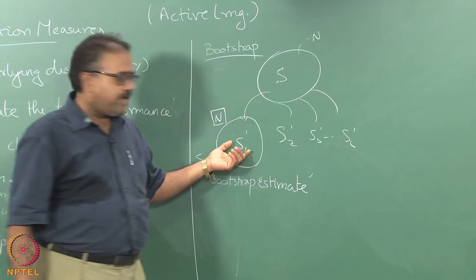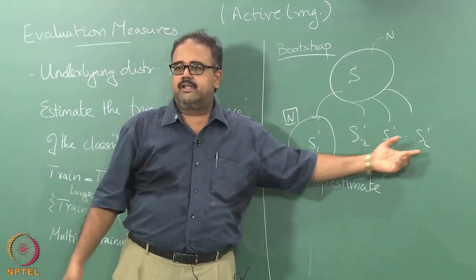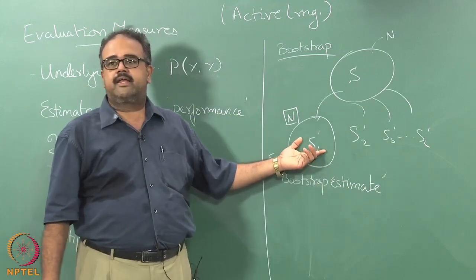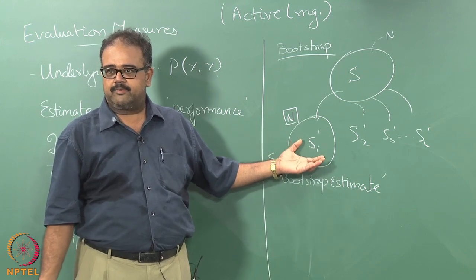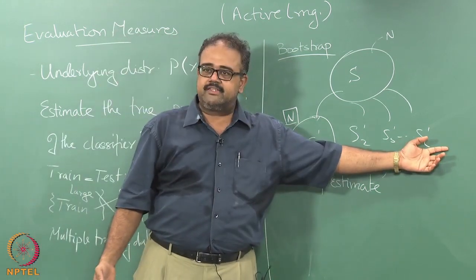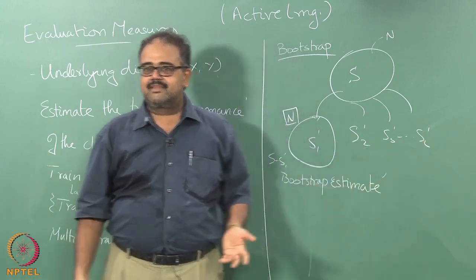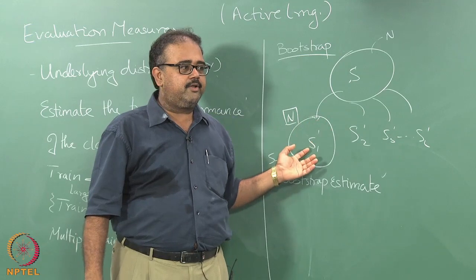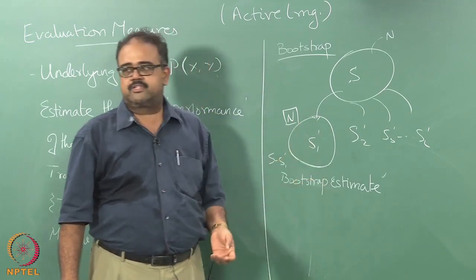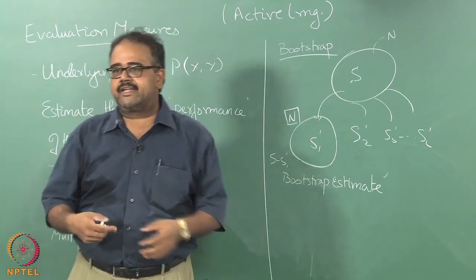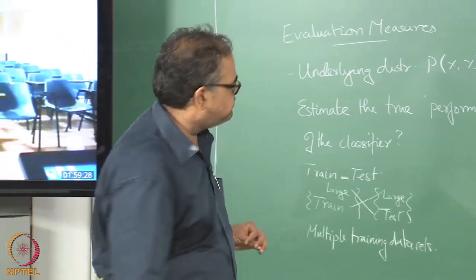Right. I mean you can estimate anything you want on S1 prime, S2 prime, S3 prime, S4 prime. You can estimate the variance of the data on S1 prime, just the variance of S1 prime. You can do this for each of those L things and then you can have a bootstrap estimate of the variance. So you can do whatever statistics you want, you can measure on these L sets, and then you can call that the bootstrap estimate. Okay, so bootstrap is a very general technique, it is not just for error measurement.